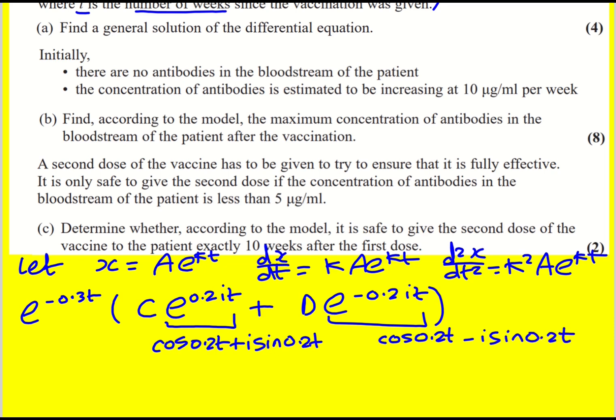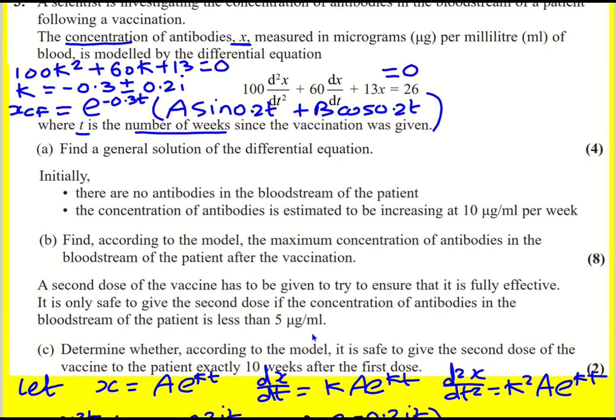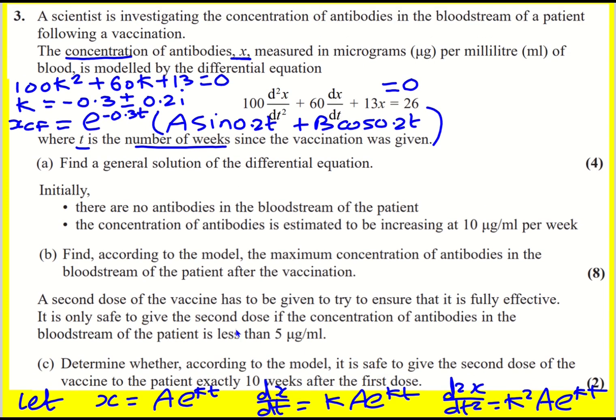And basically, you can combine the constants in such a way that you can just write it as a linear combination of sine and cos functions. Okay, I'm doing it quite quickly, but also just trying to help you remember why this works. So that's the complementary function.